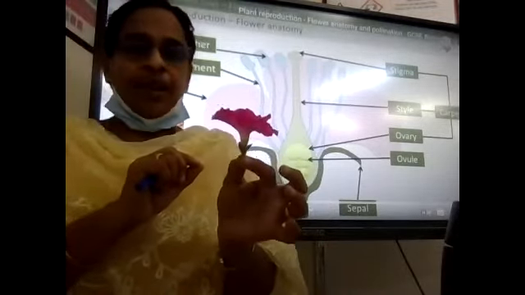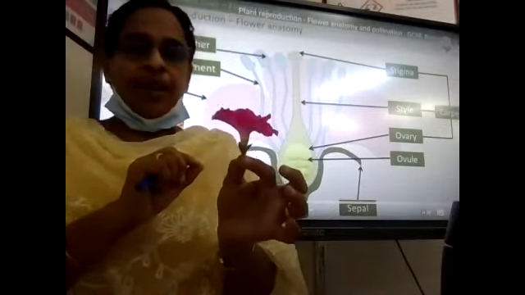Then next is the male part of the flower, that is anther and filament. You can see the anther and filament inside. This is the anther and filament, not the big one, the small one. There are a lot of anther and filament. Can you see? Yes, teacher. This one. Okay.